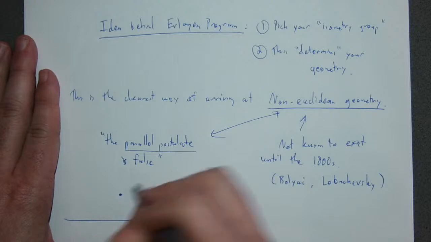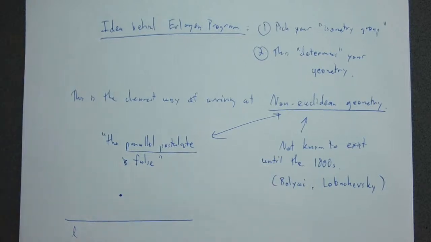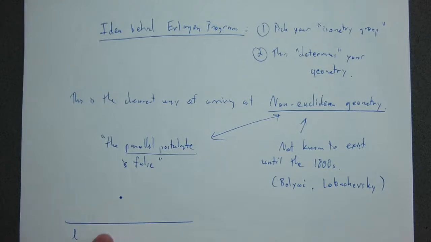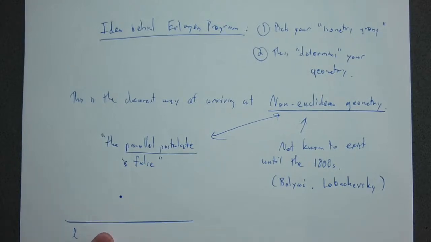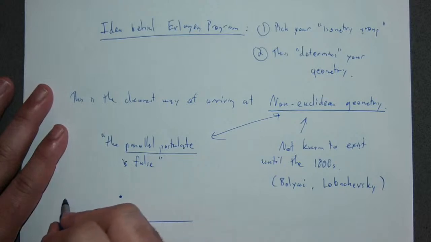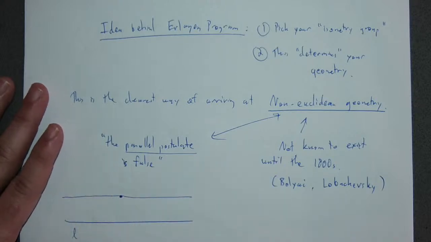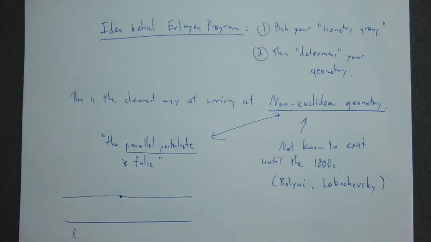a point not on the line, then how many lines can you draw through this point that are parallel to this line L? Well, one. There is a unique line that can be drawn through a point not on the line that is parallel to this original line. That is equivalent to the original parallel postulate.